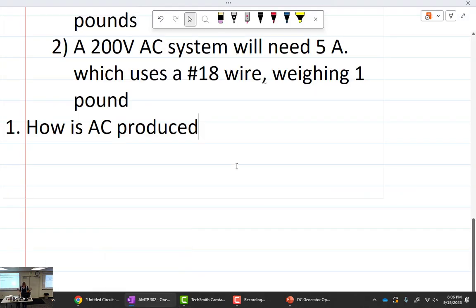Back to this. So, how is AC produced? Well, let's see. What did we cover here? Magnetic field, conductor, relative motion. All right, 2, which is really 3 because of the way the program decided it wants to do this. Let's talk about waveforms.